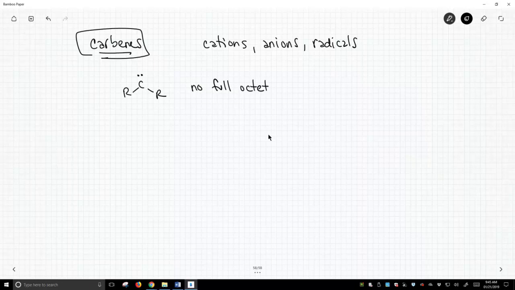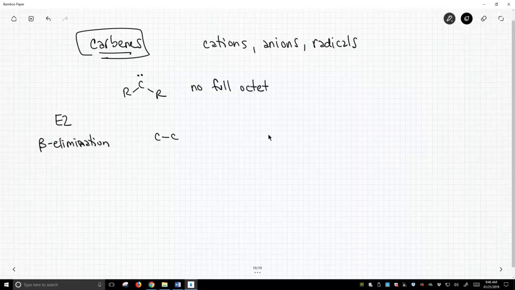So to talk about how they form, or one of the possible ways they form, I want to go back to a different reaction. I want to talk about the E2 reaction. The E2 reaction is sometimes called a beta elimination.